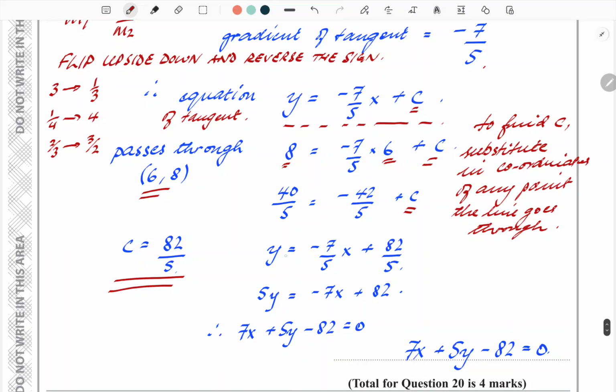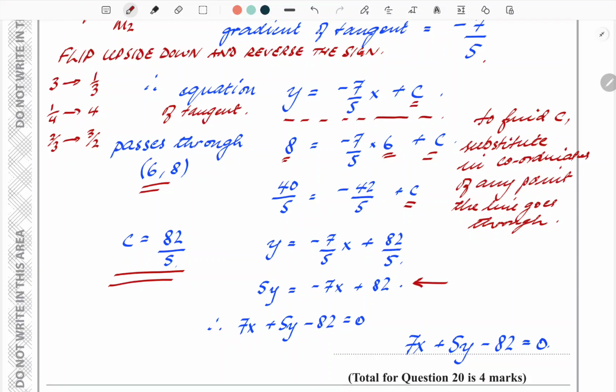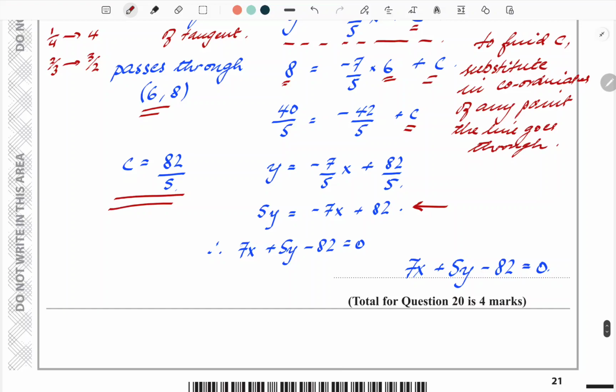Therefore, putting it back in, the whole equation is y equals minus 7/5 x plus 82 over 5. Multiply everything by 5, and you get 5y equals minus 7x plus 82. And put everything to the left-hand side, you get 7x plus 5y minus 82 equals 0. So that's the format that they're looking for. All right.